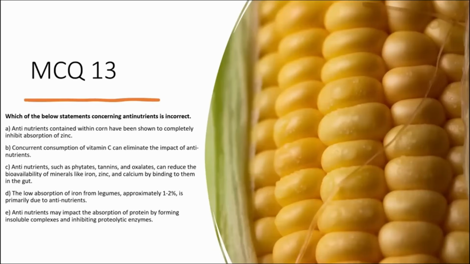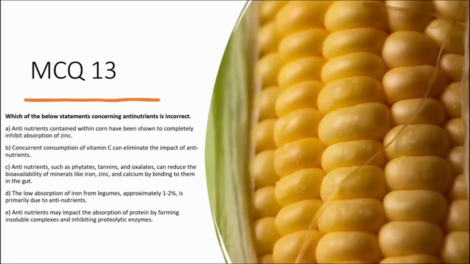Now, the correct answer, I think I may have miswritten this question. So anti-nutrients within corn completely inhibit absorption of zinc. That is absolutely correct. Concurrent consumption of vitamin C can eliminate the impact of anti-nutrients. Well, no. So the correct answer here, or the incorrect answer, is actually B.